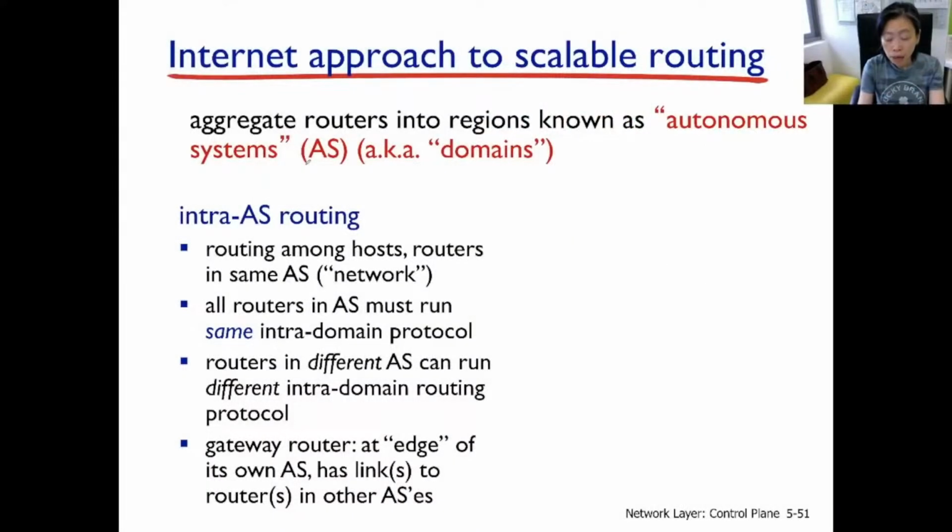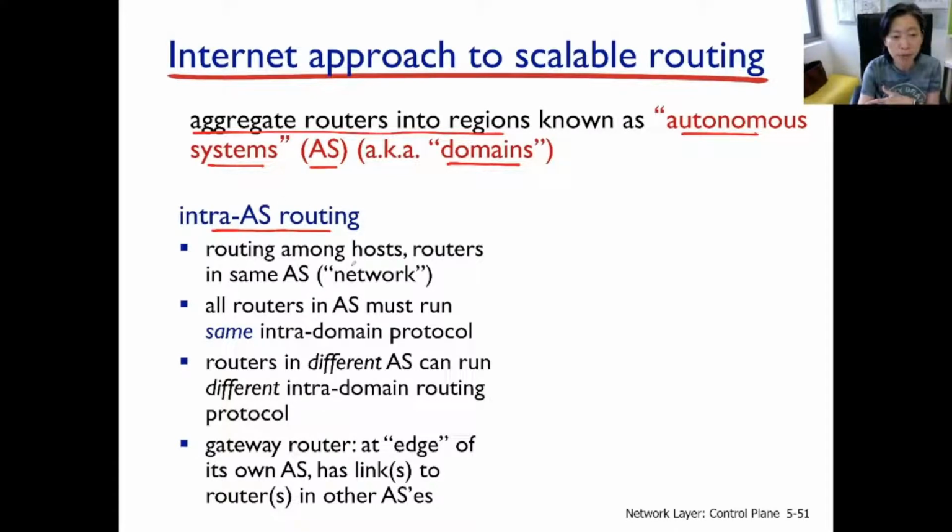Once again, on the internet, we aggregate the routers in a region and call it the autonomous system, an AS. Or sometimes we also call it a domain. So the internet is a network of ASs, a network of domains. The routing protocol within the AS, the network admin configuring all the routers running, is called the intra-AS routing.